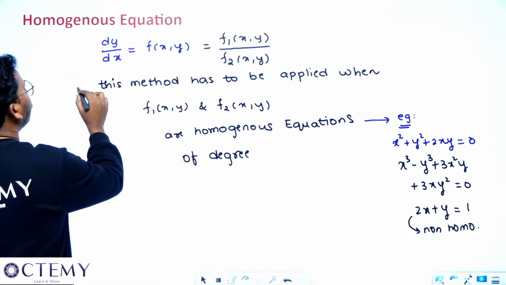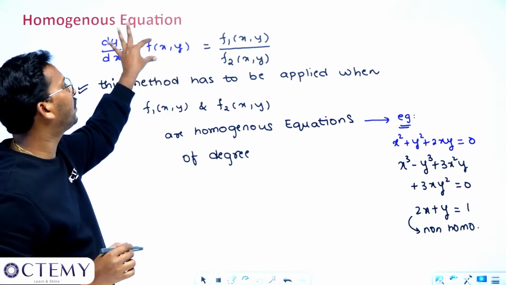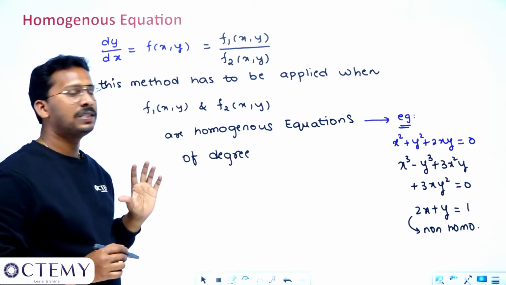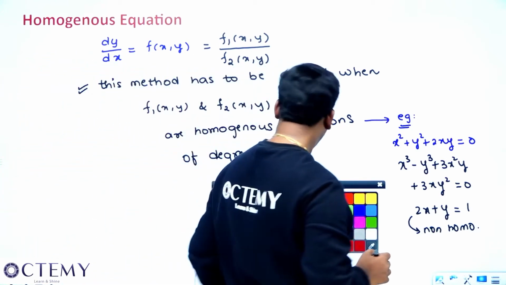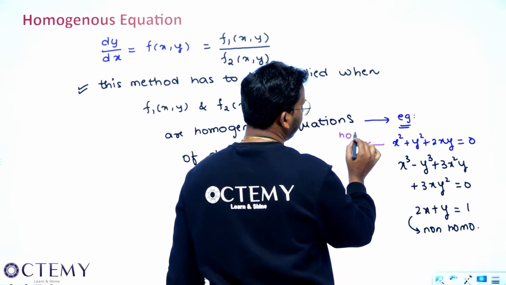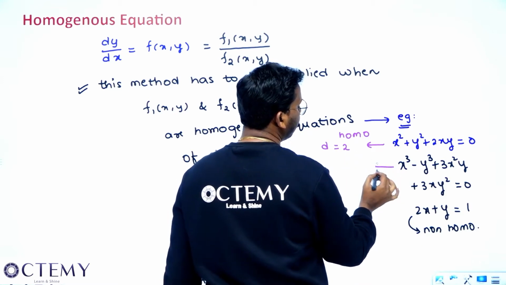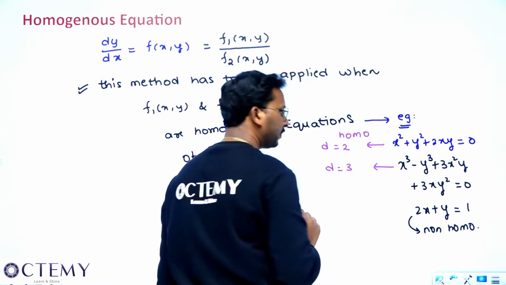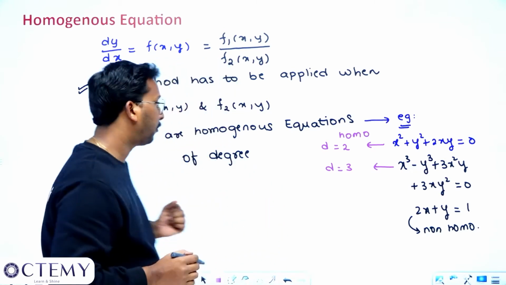So when do we have to use this method, sir? Use this method when the functions are in the form of homogeneous and of same degree. Now, what was degree, sir? This is homogeneous with degree equal to 2. This is also homogeneous with degree equal to 3. This is non-homogeneous. So degree means whatever the power you see, that is the degree.